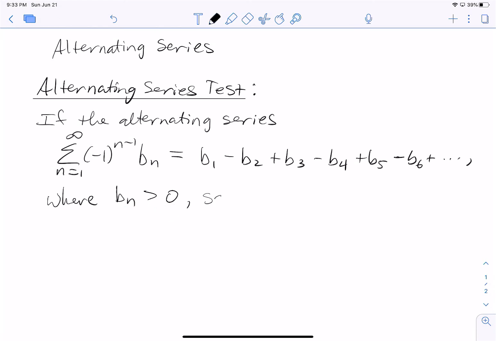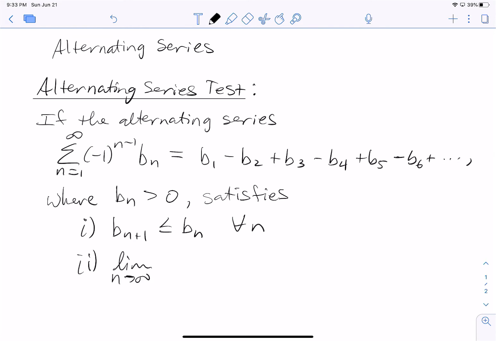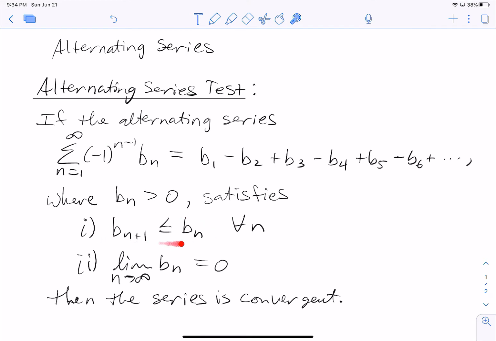If this series satisfies two criteria, one, that b_(n+1) is less than or equal to b_n for all n, that is to say it's decreasing in magnitude, and two, the limit as n approaches infinity of b_n is equal to 0, then the series is convergent. So when you perform the alternating series test, you must perform two little subtests. One of them, you've got to show that the series is decreasing in magnitude. And we've got to show that the limit as n approaches infinity of the terms is equal to 0.